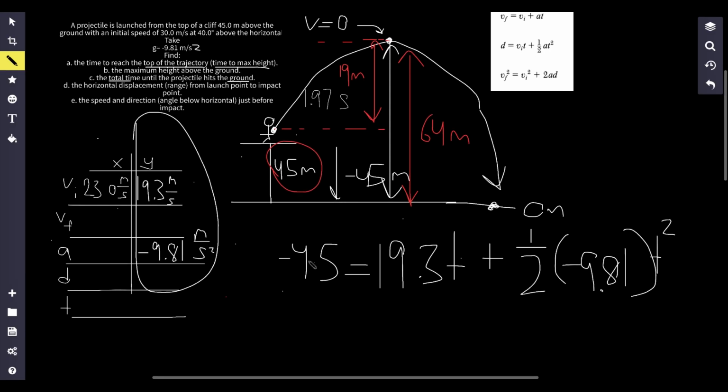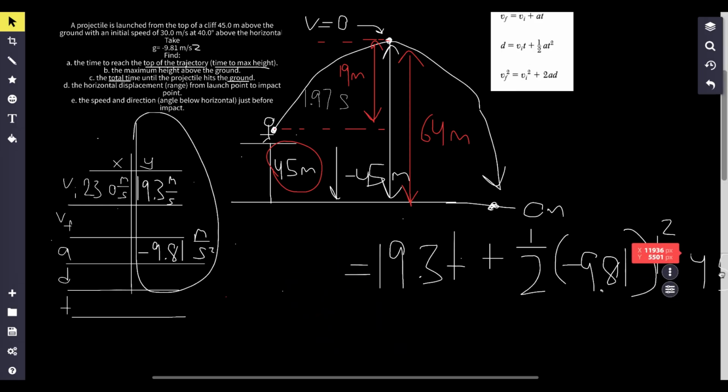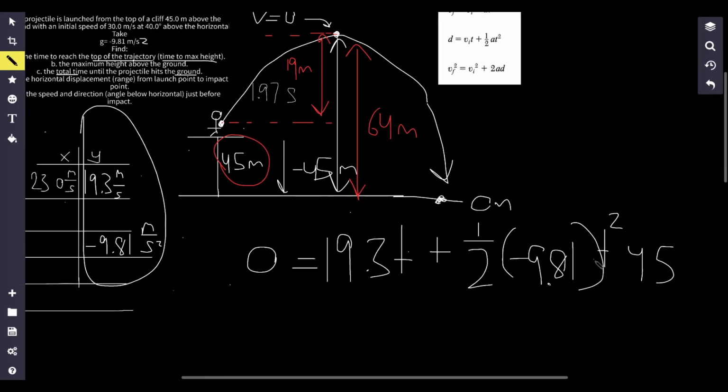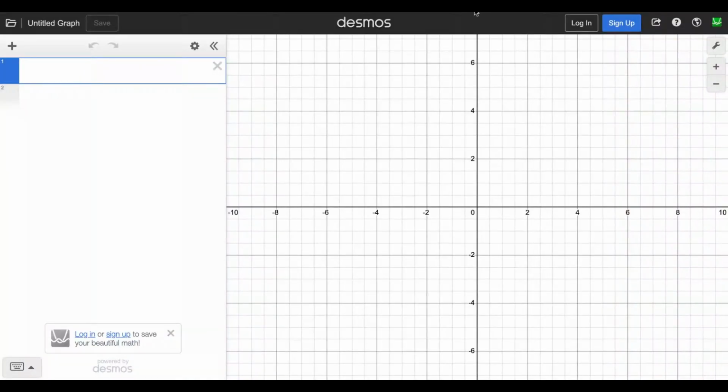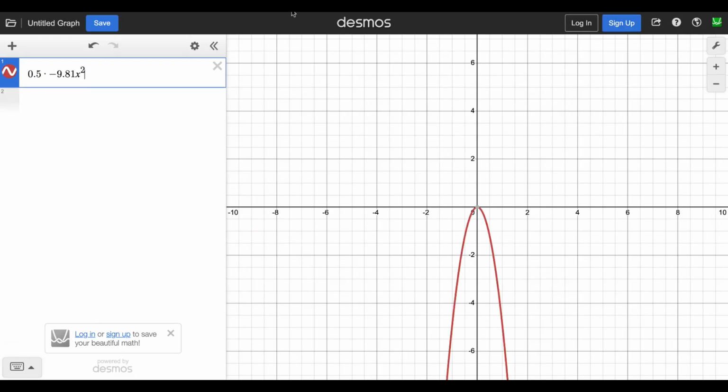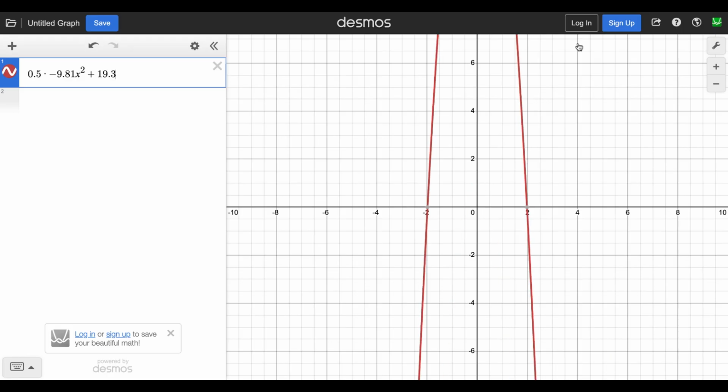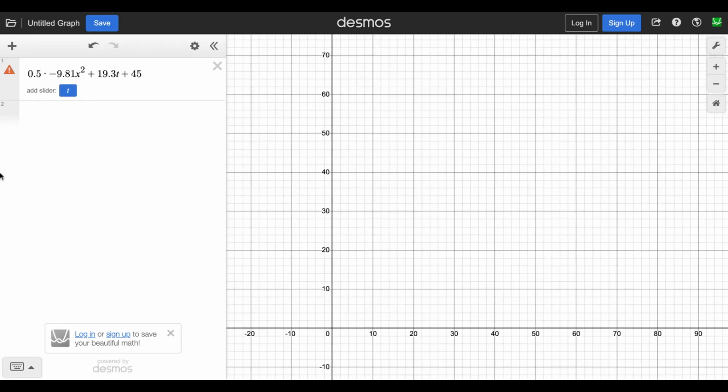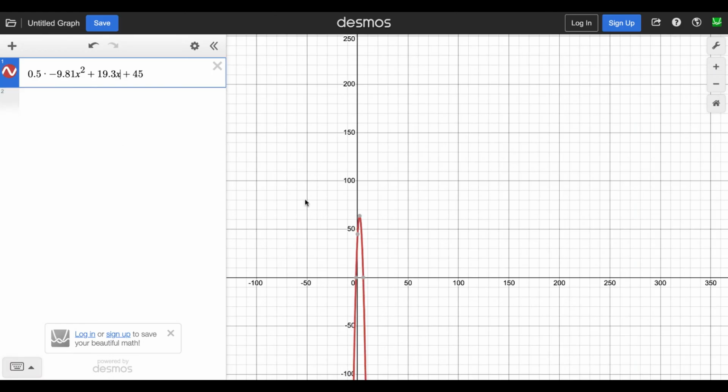And if we move 45 to this side, so if we add 45 to both sides, you can see how this is going to be 0 on this side, and this is going to be plus 45. And then this is just going to be a quadratic equation, all right? I could do the quadratic formula and everything, but I'm feeling a little lazy today. Let's just say this is x squared, and this is going to be plus 19.3 t plus 45. Or sorry, they should be the same variable.